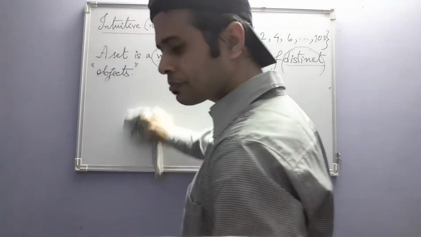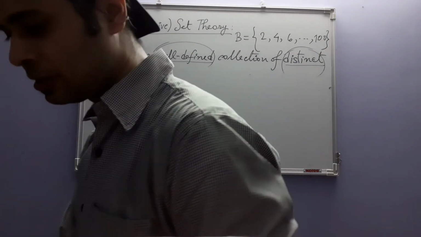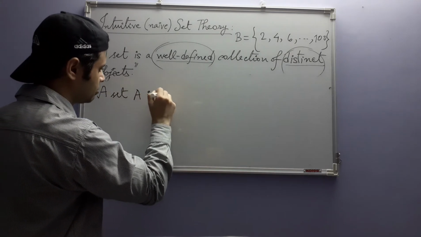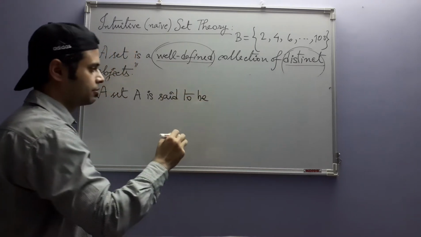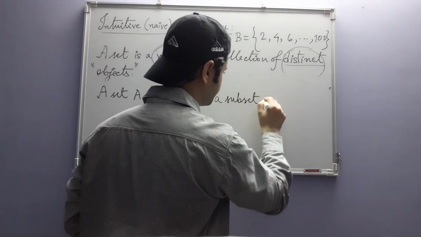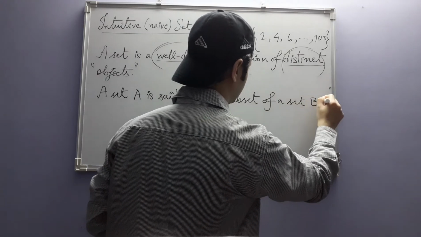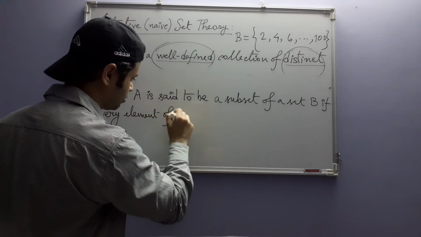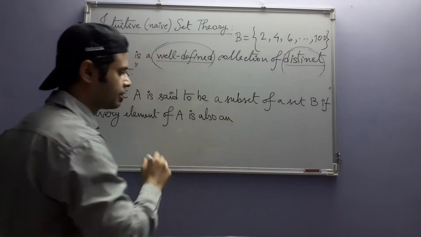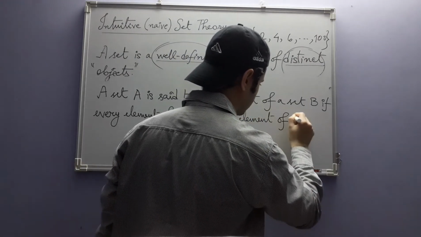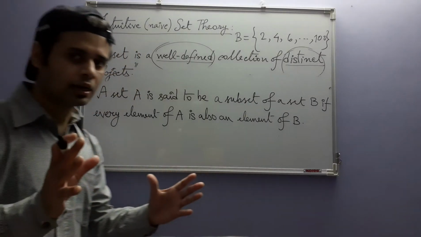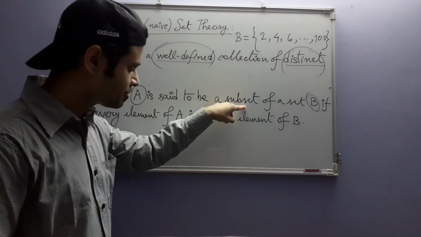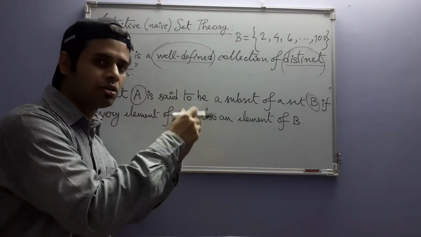Now, after equality, the next thing we have is subset. A set A is said to be a subset of a set B if every element of A is also an element of B. Two sets are given, A and B. We say that A is a subset of B if every element of A is also an element of B.